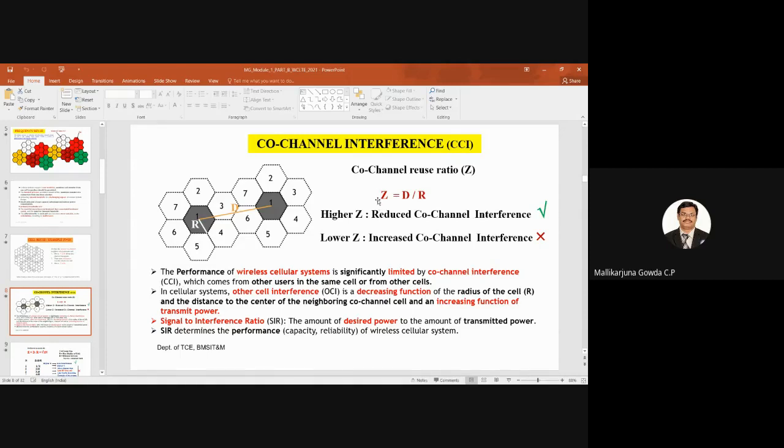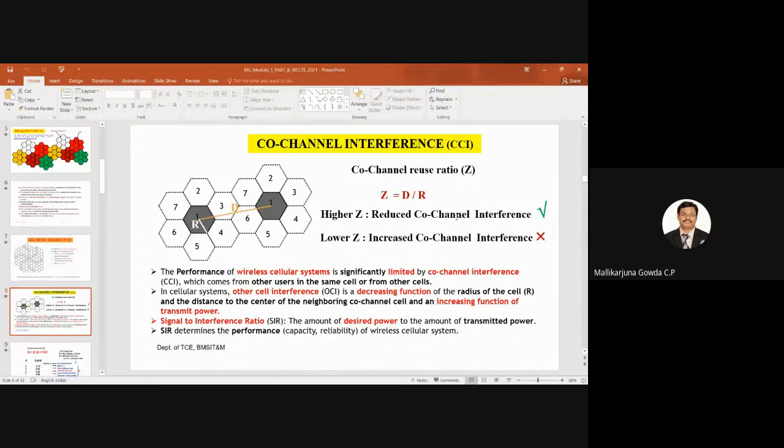If the value of Z, the co-channel reuse ratio, is high, what happens? The value of D is more, right? It means the co-channel cells are at a far distance. So with that, there will be a reduction in the co-channel interference.